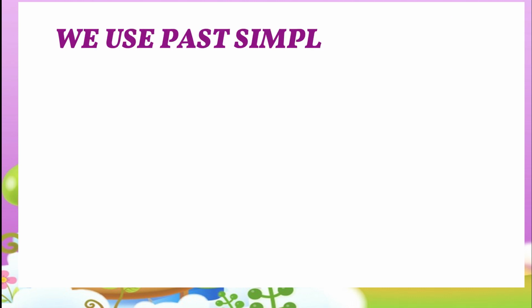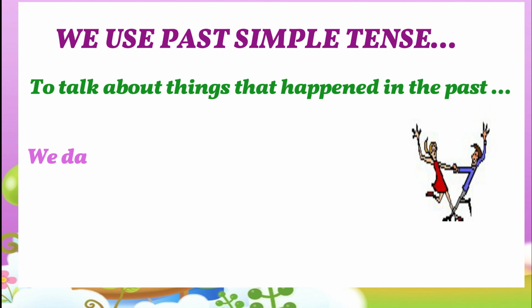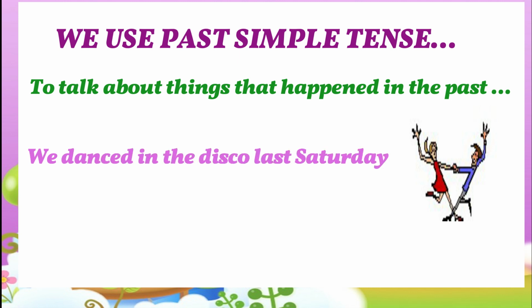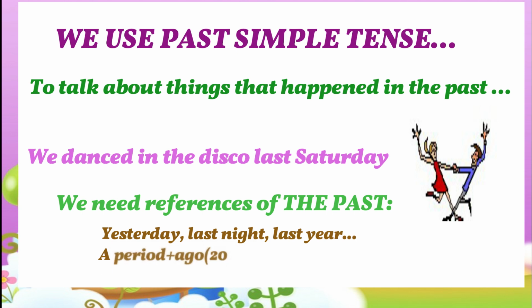Use. We use the past simple tense to talk about things that happened in the past. There is no way to talk about them now. Like in this example, we danced in the disco last Saturday. So it's last Saturday. Therefore, we need some references of the past, like yesterday, last night, last year, a period plus ago, like 20 years ago, 2 minutes ago, etc.